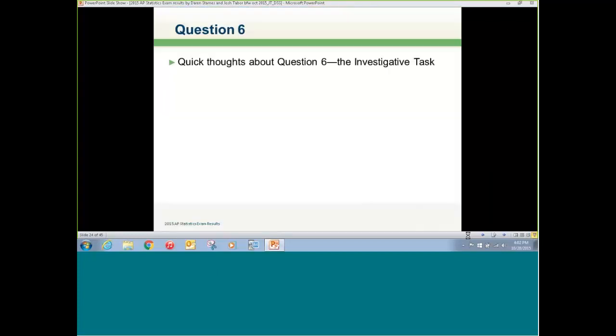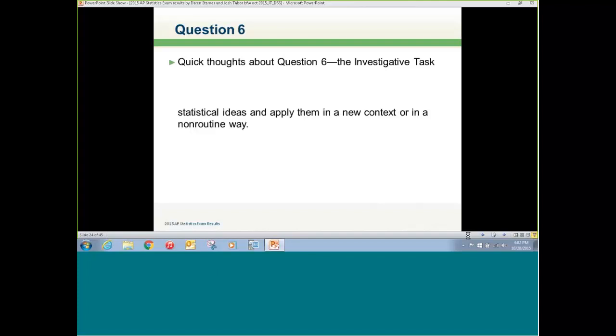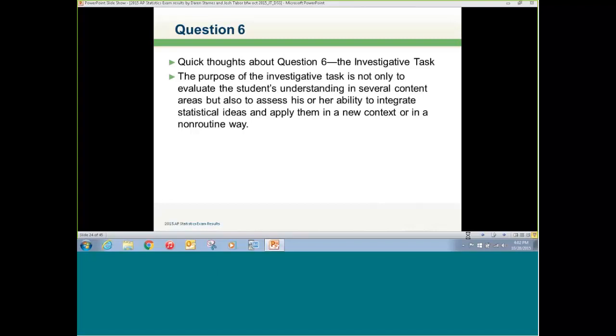A couple quick thoughts about question 6, which is known as the investigative task. For some of you, this is going to be old news, but for some of you that might be teaching the course for the first time, this is very important information. This is from the course description. It says the purpose of the investigative task is not only to evaluate the student's understanding in several content areas, but also to assess his or her ability to integrate statistical ideas and apply them in a new context or a non-routine way. Personally, I love the investigative task, and I commend the original test development committee for coming up with this idea. The idea that students should be able to do more than just mimic homework questions or mimic textbook questions. They really should be able to think statistically, and that's what the investigative task endeavors to assess.